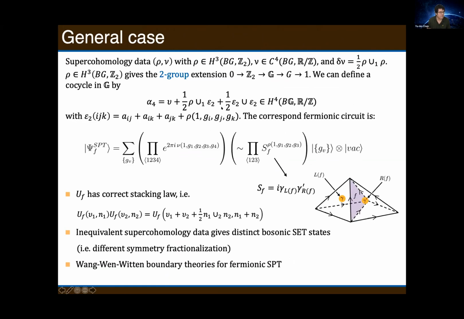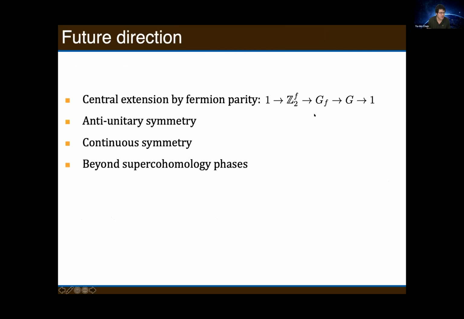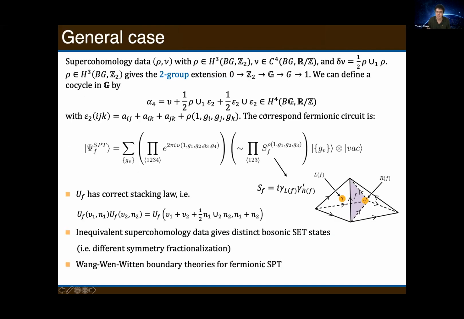So I think we have made some guess. We can write down alpha 4 as the two-group cocycle, which corresponds to the non-trivial fermion extension. But I think there's some subtlety about how we show that they are equivalent or not. If we consider this extension, the equivalence relation for the supercohomology also changes. I think we cannot show that different data correspond to different two groups. That's the issue here.